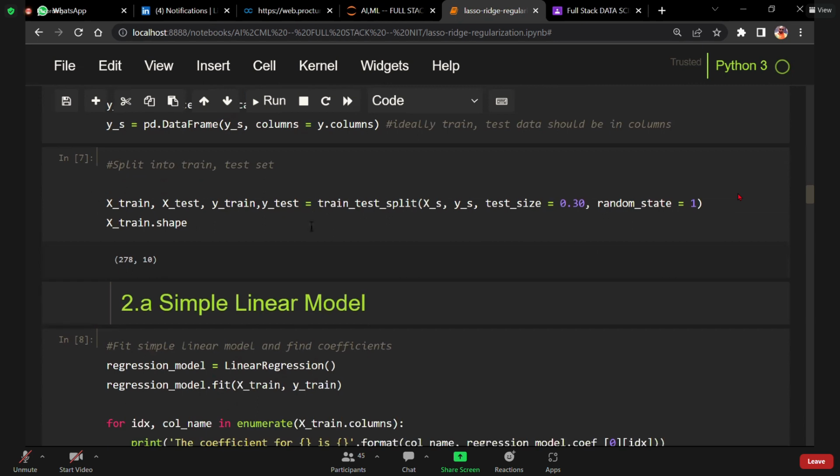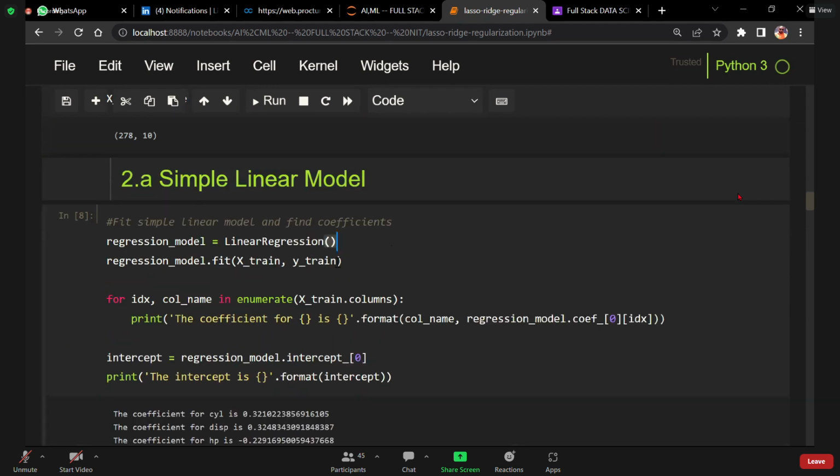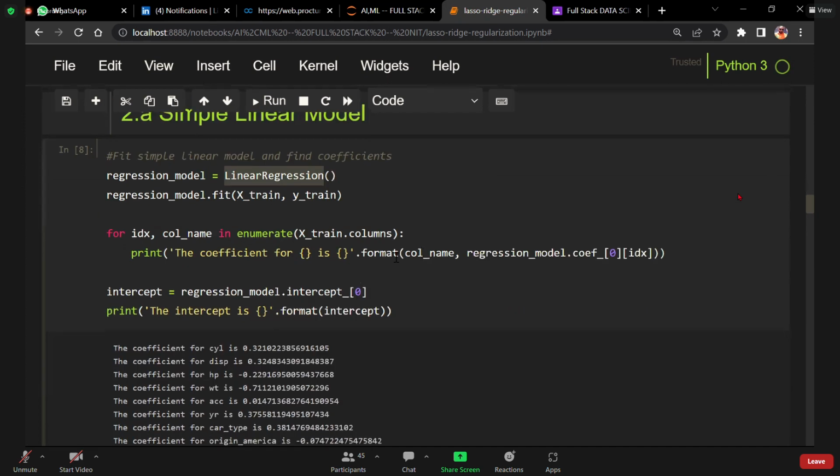Now, preprocessing.scale, converting to a scaled data frame. What is the scale, guys? Standardization and normalization. Split the data into X-train, X-test, Y-train. How many testing samples have been used? 30%. Means how many training? 70% training. Now let's build a simple linear model.